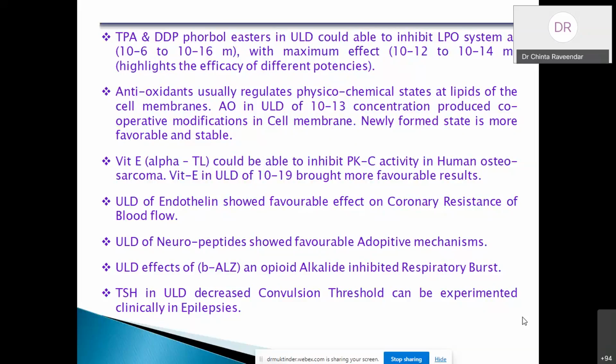Everybody knows the thyroid stimulating hormone, its action, including modern doctors. But when this TSH is experimented in ultra low doses, it has decreased the conversion threshold, and can be experimented clinically. See, everybody thinks TSH can be associated with only the thyroid. But when it is diluted and experimented, it is able to show its efficacy in conversion. See how the principle is like homeopathy. Next.